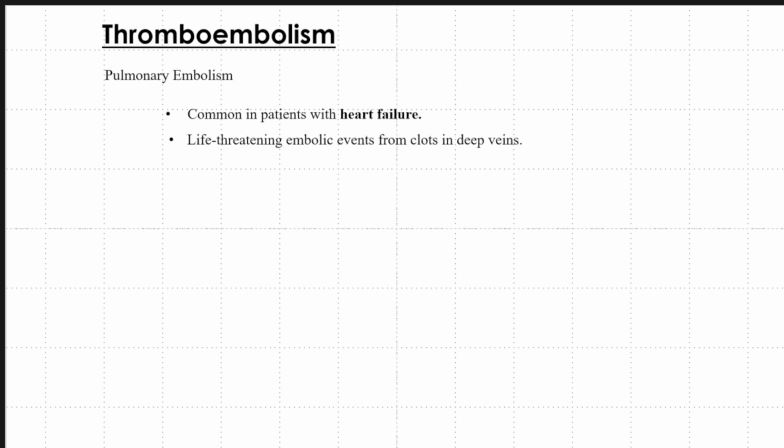Okay? So, pulmonary embolism, another common na lumalabas sa board exam, which is also a classification of thromboembolism. Now, it's again common in patients with heart failure. Now, it's a life-threatening thromboembolic event. Ano bang ibig sabihin ng thromboembolic event? Thromboembolic events are a general term used to describe when there is a clot formation, right? When there is a blood clot, then the blood clot travels along the blood vessels and causes blockage on those blood vessels. Okay? Causing tissue damage or organ dysfunction.